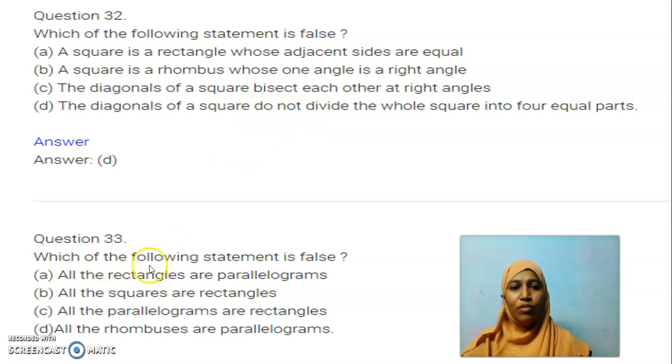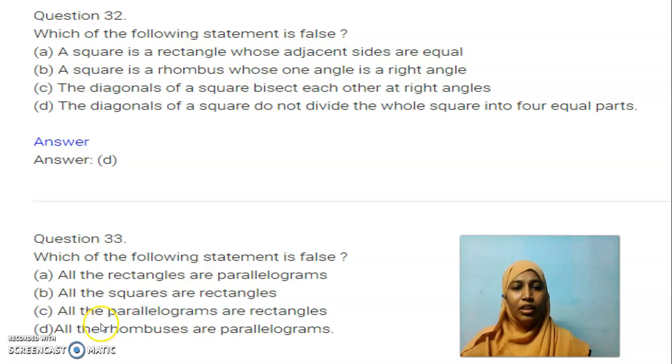The next question, which of the following statements is false? All the rectangles are parallelograms. True. All the squares are rectangles. True. All the parallelograms are rectangles. This is the false statement. All the rhombuses are parallelograms, of course.